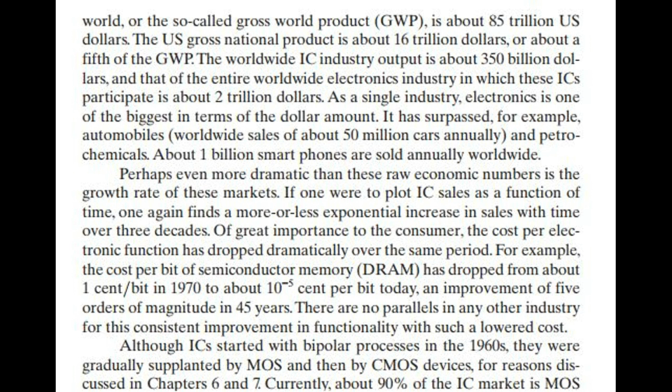The US gross national product is about $16 trillion, or about a fifth of the GWP. The worldwide integrated circuit industry output is about $350 billion, and that of the entire worldwide electronics industry in which these integrated circuits participate is about $2 trillion. As a single industry, electronics is one of the biggest in terms of the dollar amount. It has surpassed, for example, automobiles, worldwide sales of about 50 million cars annually, and petrochemicals.